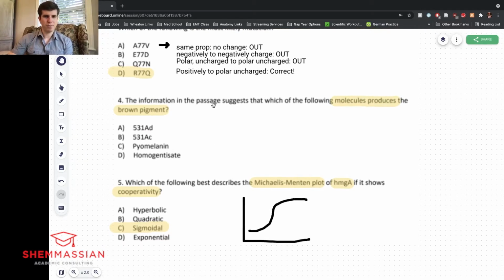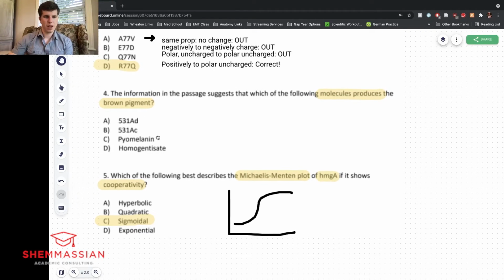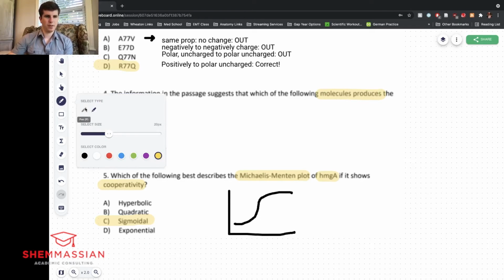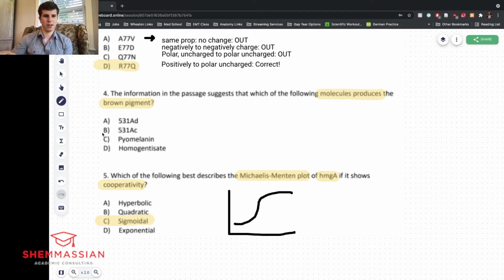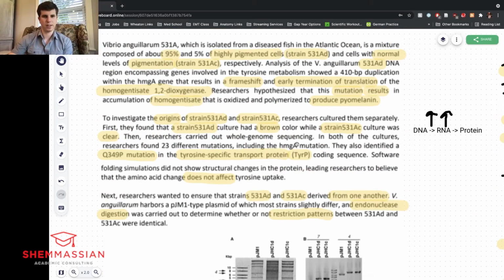Now number 4. The information in the passage suggests that which of the following molecules produces the brown pigment? Okay. 531AD, 531AC, pyomelanin, or homogentisate. Okay, well, first of all, 531AC is clear. 531AD is brown. It's not producing the brown. That doesn't make any sense. So I'm going to rule out both A and B. Okay, now it's just, is it homogentisate or is it pyomelanin? I remember highlighting pyomelanin at the end of that first paragraph. So let's go and peek at that really quick and look at that sentence.